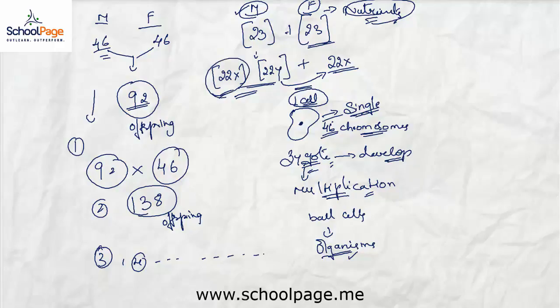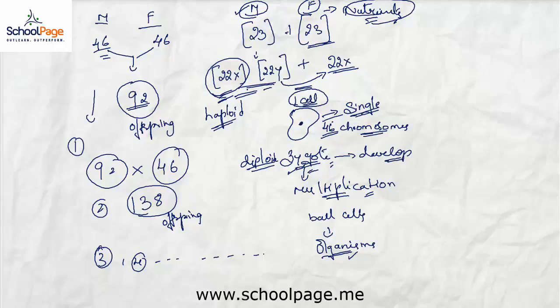The male gamete is also called a half cell, or a haploid cell. A haploid cell is a cell which contains half the number of chromosomes, whereas the zygote is called a diploid cell. Diploid means it contains two sets of chromosomes. It simply means that it contains the complete set of chromosomes. So the zygote is diploid with the complete set of chromosomes, and the gametes are haploid with half the number of chromosomes.